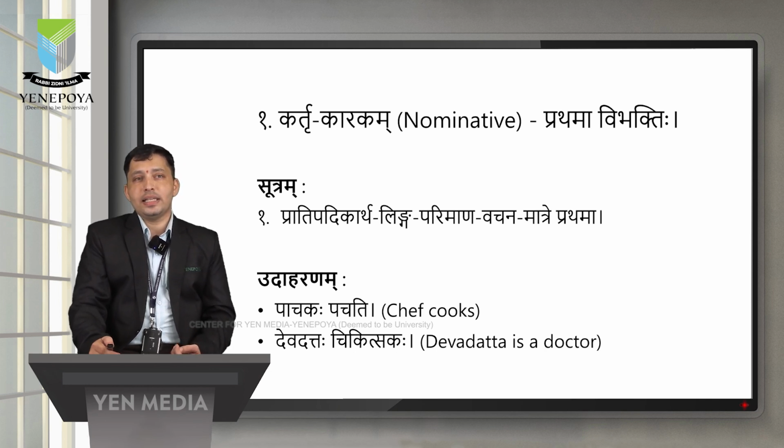And the second example is Devadattaha Chikitsakaha. Devadatta is a doctor. So here no action is represented or mentioned, but it is said that Devadatta is a doctor. A person is a doctor, mentioned as a profession. So here it is only a naming word, that is why it is just Pratipadika. In both these cases the words get Kartru Karaka, and that is why these words will be in Prathama Vibhakti. And Vachana depends on the context, whether it is singular, dual or plural.